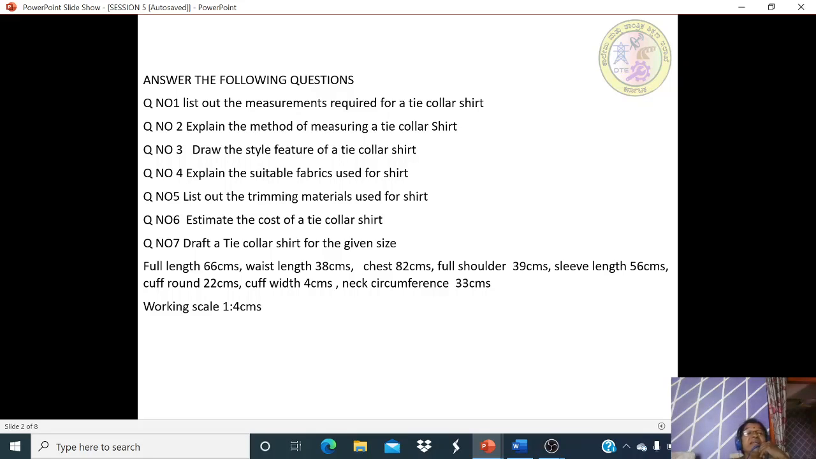This is regarding descriptive questions. Answer all the questions. These questions you have to practice, you have to answer. So you will be able to understand very much about the tie collar shirt.